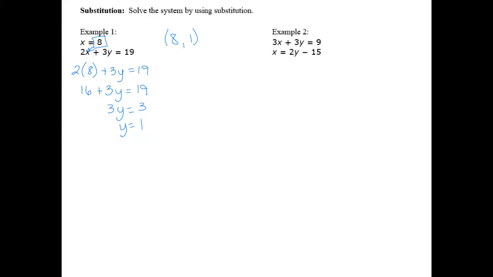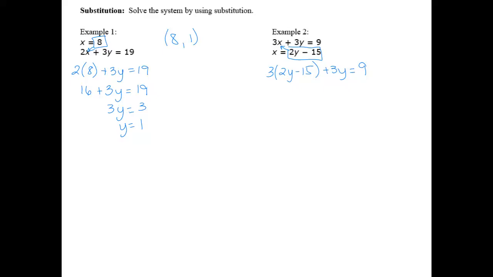So maybe at this point you want to pause the video and try example 2. It's a little bit more complex, but you can follow the same steps. So if you pause the video, the first thing you should have noticed is that our second equation, x equals 2y minus 15, is already solved for x over here. So we're just going to take this 2y minus 15, that expression, and we're going to plug it in. Again, we're solved for x. We're going to plug it in for the x in the top equation. So we'll rewrite that as 3 times the quantity, in this case, 2y minus 15, plus 3y equals, and then 9 to finish out the equation.